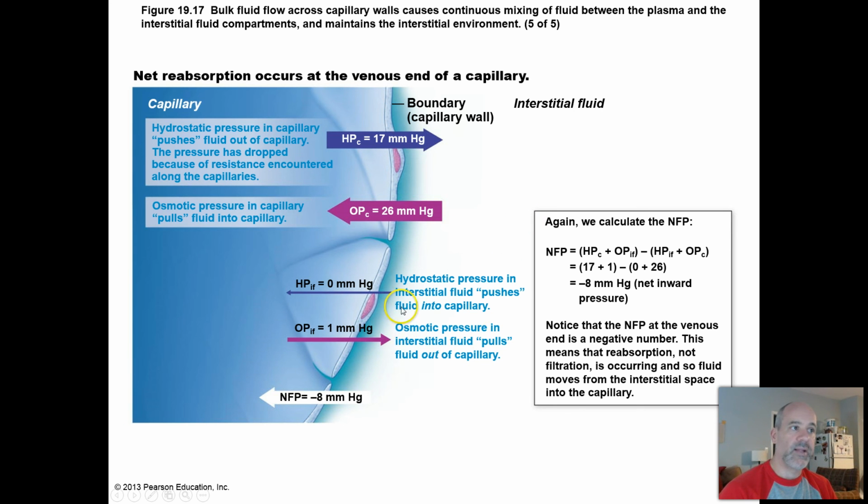So the result is that down at this end, you're pulling in fluids. This is where things like the waste molecules, your carbon dioxide, your urea, your uric acid, get picked up and moved back into the blood, because the blood needs to transport those things away so you can excrete them out of your body.